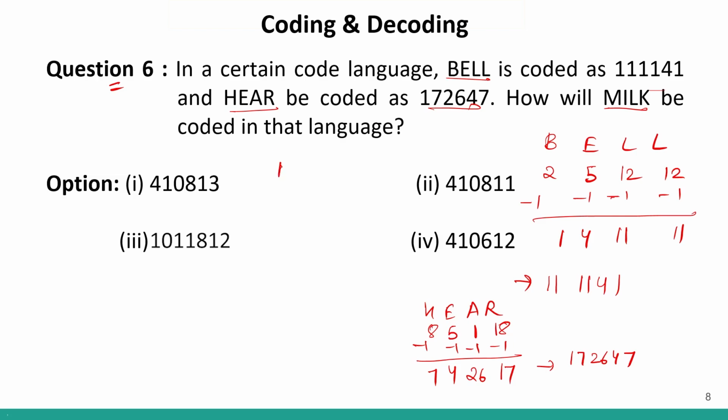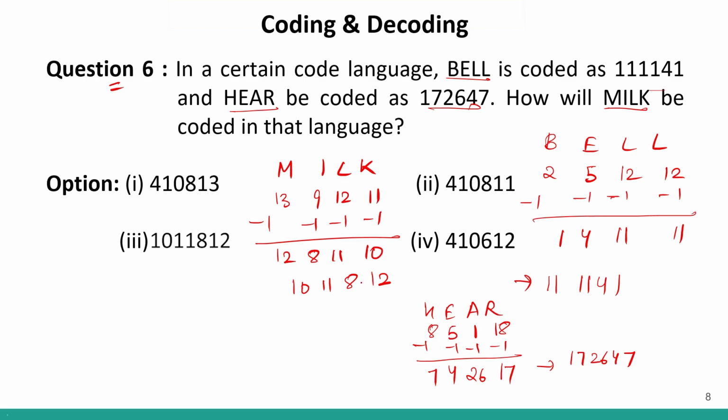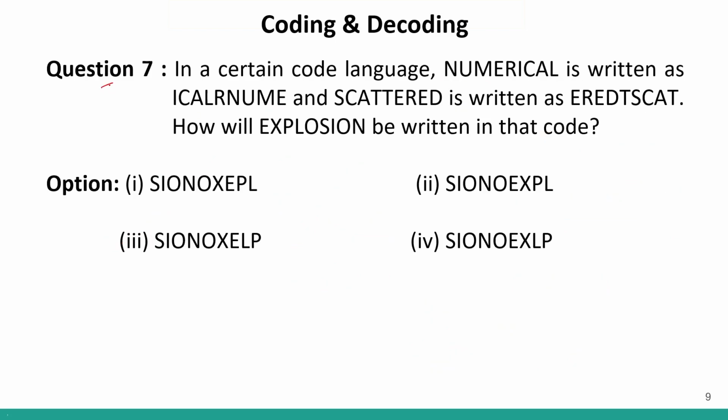So let us do the same thing for milk. For milk, the forward ranks are 13, 9, 12 and 11. If I go one position backwards, I'll get 12, 8, 11, 10. And if I write them in reverse, I'll get 10, 11, 8 and 12. Correct? I will get 10, 11, 8 and 12. So answer will be option number 3, 12, 10, 11, 8 and 12. Okay, this will be your answer. Moving on to question number 7.